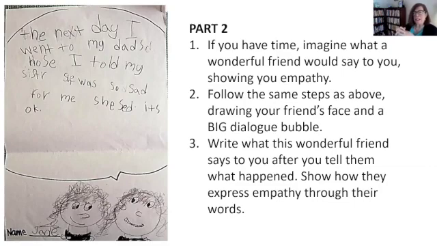Imagine what a wonderful friend like Leonardo became to Sam. What a wonderful friend would say to you to show empathy, like a friend showed this writer. Follow the same steps as above, drawing your friend's face and maybe yours as well, and a big dialogue bubble, and then write what this wonderful friend says to you after you tell them what happened. Show how they express empathy through their words.